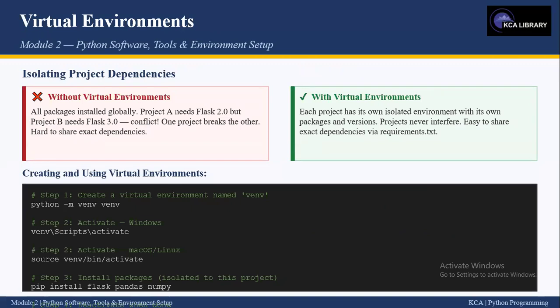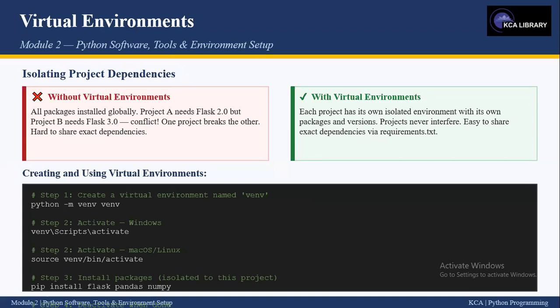Virtual environments. To avoid package conflicts, professional developers use virtual environments. Without them, a package update for one project may break another. By creating an isolated environment using the venv module, each of your projects remains self-contained with its own specific library versions. This ensures that your projects never interfere with one another and stay easy to manage over time.